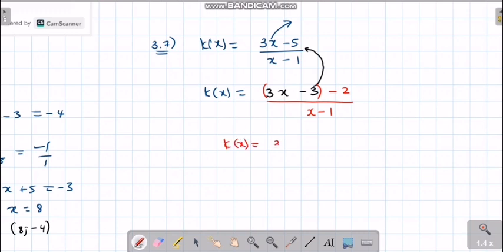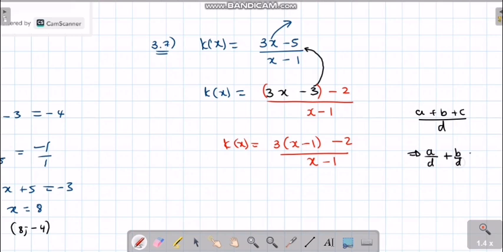We can take out a common factor of 3, and then we'll have 3 times x minus 1, minus 2, all over x minus 1. And then from our fractions, we are told that if you have a plus b plus c all over d, this is the same as a over d plus b over d plus c over d.